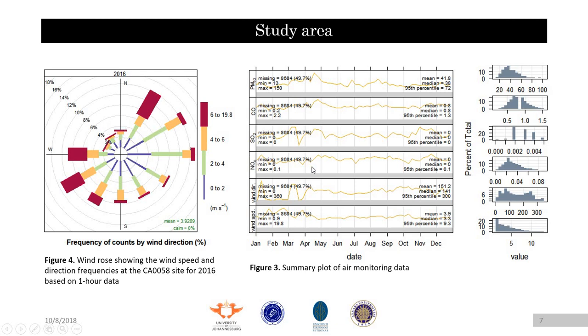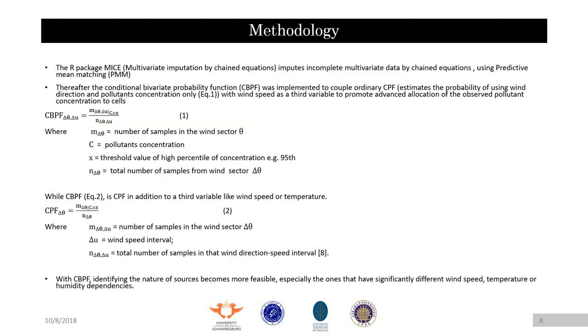Here is the summary plot, and we notice also the different values for the pollutants along the year. In the methodology, we use the R package MICE, which is the multivariate imputation by chained equations. This method we use to impute the missing data. Usually, when we collect a record for 1 or 2 years, there will be missing data of maybe 1 or 2% of the data, for like a month or a few weeks. So we need to impute this data before going ahead with the programming or with the analysis.